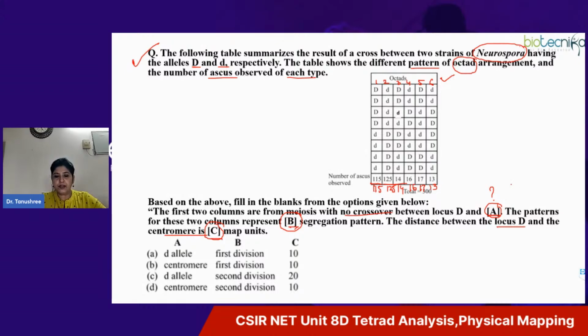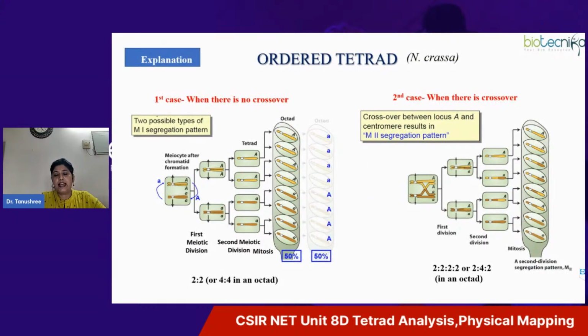Fine. So just like a few minutes before, I showed you one diagram, right? I told you that for Neurospora we consider two cases. One case when there is no crossing over, and another case when there is a crossing over. So just recall that point. If there is no crossing over, what ratio do we expect? We expect 4:4 in an octad, right? However, if there is a crossover, then what ratio do we expect? 2:2:2:2 or 2:4:2.